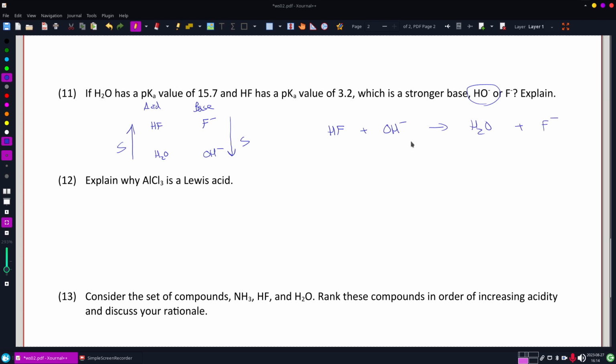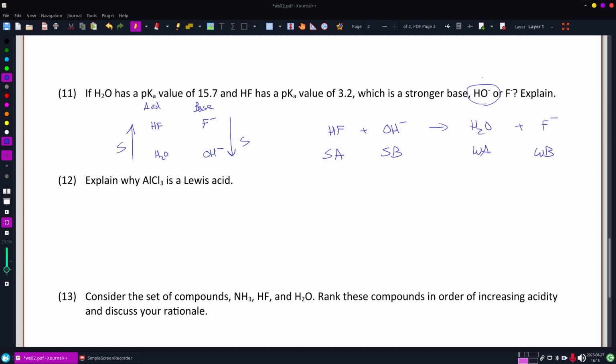Alright, now where this comes in handy, I can identify that as an acid, and this is the base form of it, and I can identify this as an acid and a base. But now if I rank our acids as strong and weak based on the pKa's, I have HF as a stronger acid than water. And because of how these reactions always go, that would actually mean that the OH- is a stronger base as well. So I got two ways to explain this.